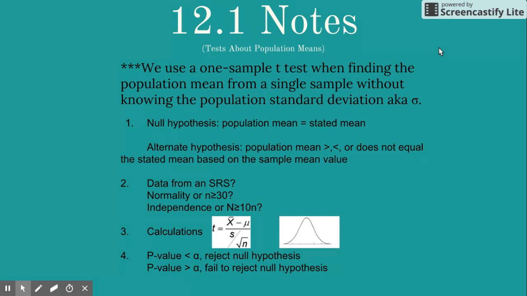So it's a four-step process, and the first step includes the null hypothesis and the alternate hypothesis, also stating what test you're doing, and the alpha. So for the null hypothesis, it's just population mean equals the stated mean. And then the alternate hypothesis is the population mean is greater than or less than or does not equal the stated mean based on the sample mean value, which they'll tell you in the problem.